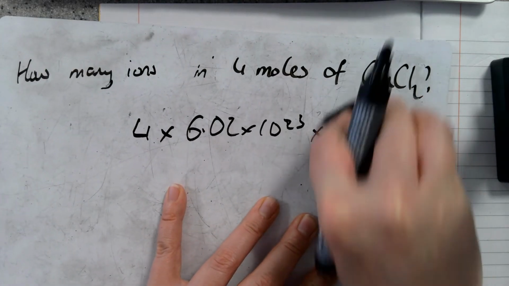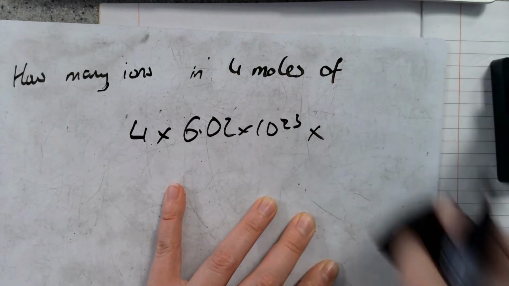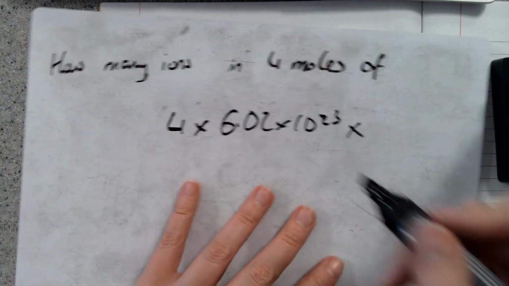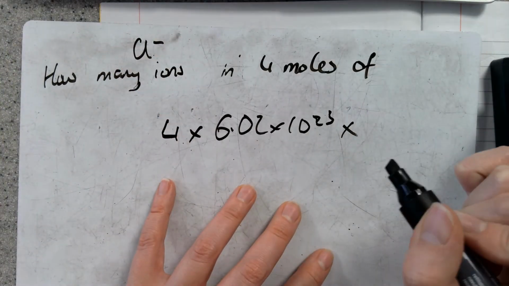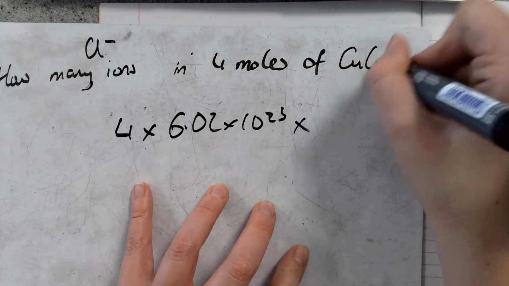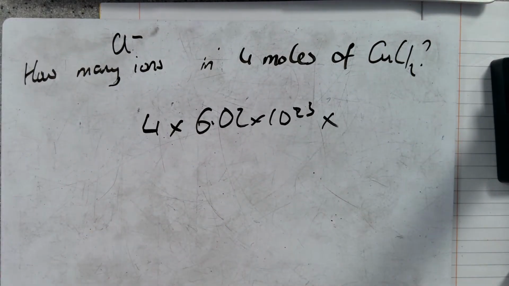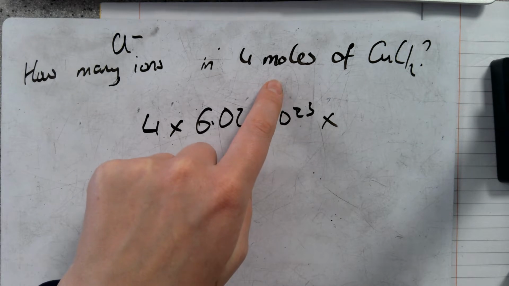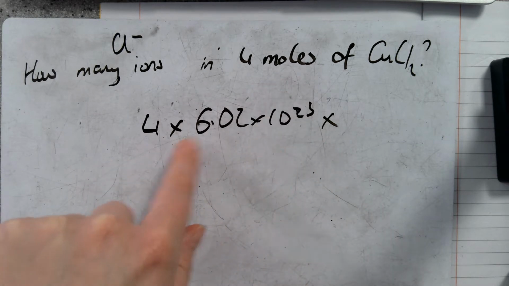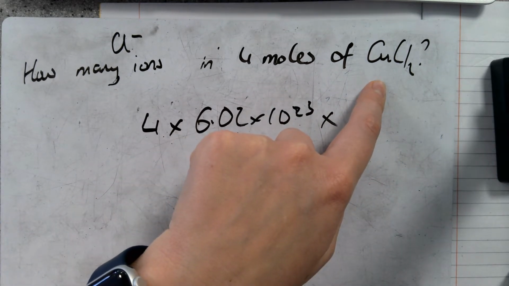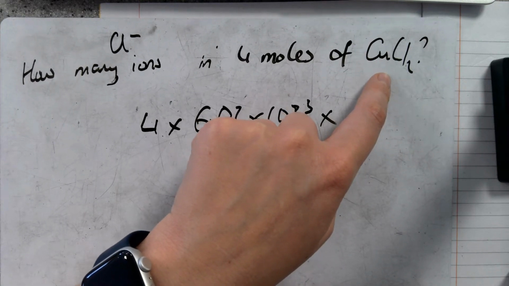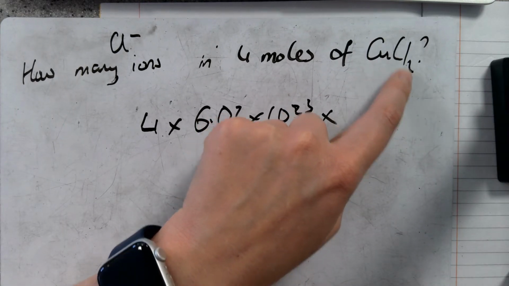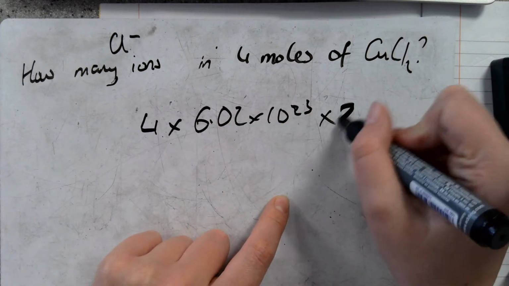One more type of question I'll have a look at here. I'm going to specifically ask you not how many ions in total, but how many Cl- ions I have in 4 moles of CuCl2. So I work out how many CuCl2s I have, and then I look at how many chloride ions are in each CuCl2. Well, there are 2, so I'm going to be timesing by 2 at the end.